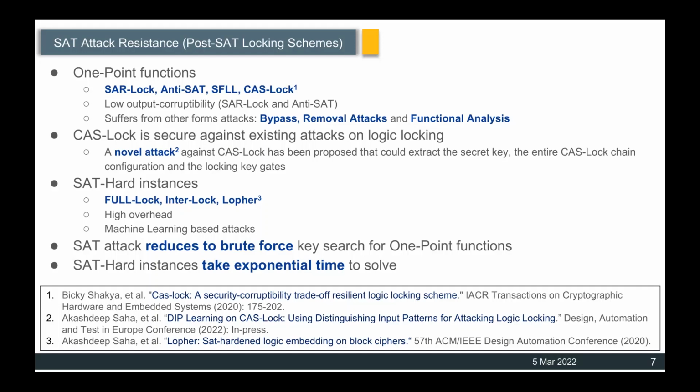So there are examples of them called FullLock, InterLock, and another one that we published at DAC called LoPher. So all these techniques, if you apply SAT-based attacks, turn out to be difficult, and it takes exponential or at least a large amount of time to solve. For reasonable circuits or key lengths, they are not amenable to SAT-based attacks. But at the same time, they also suffer from the problem of high overheads, and one of the objectives of developing these logic locking techniques is to reduce the overhead of your implementations.